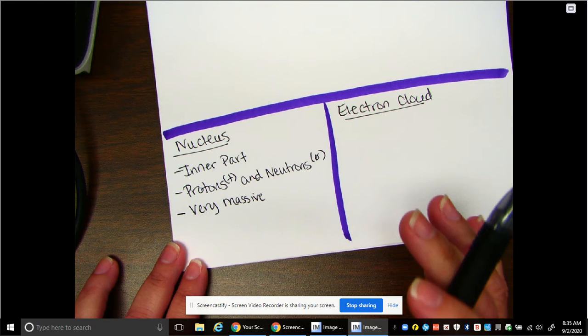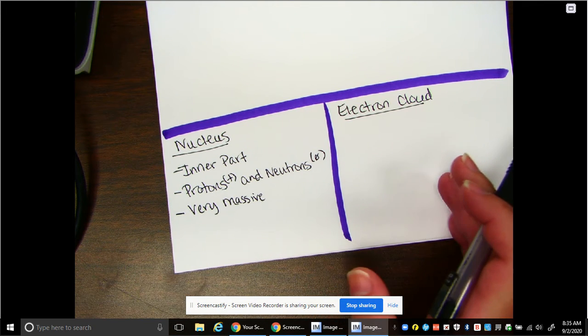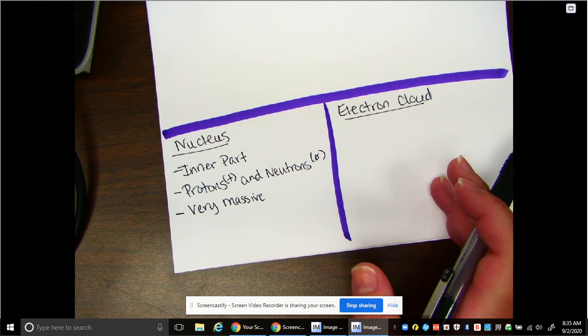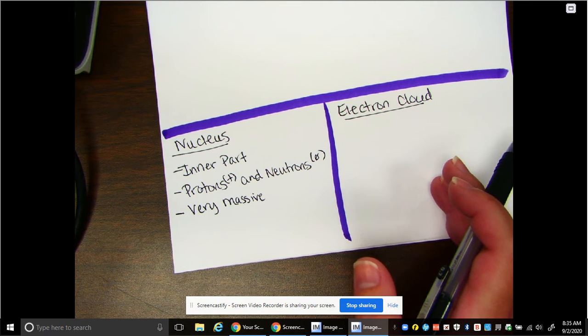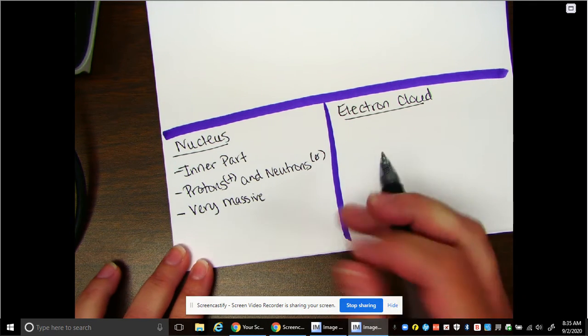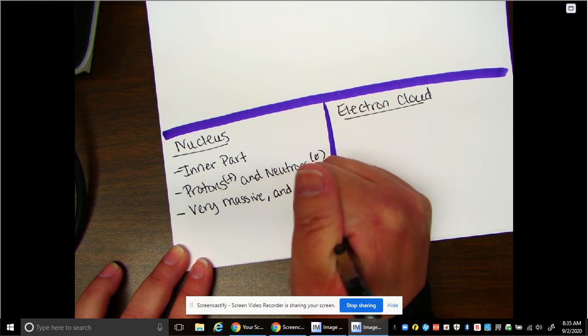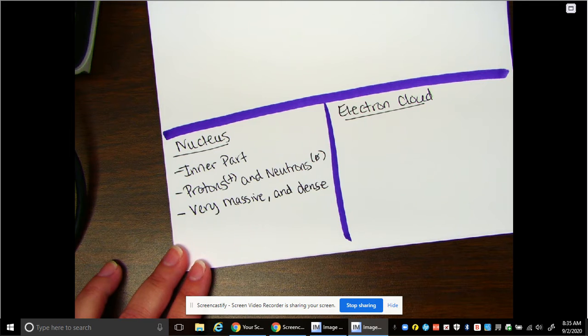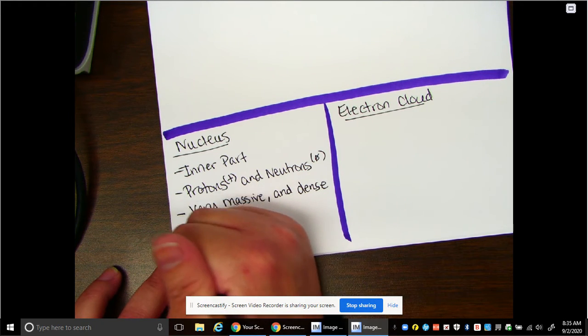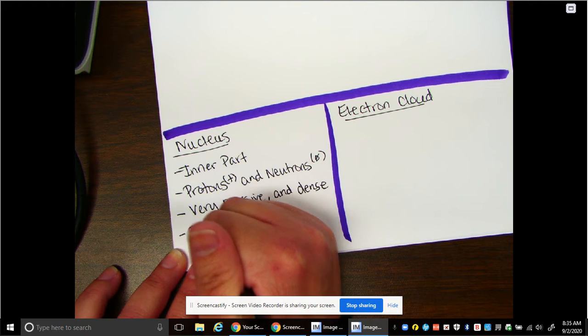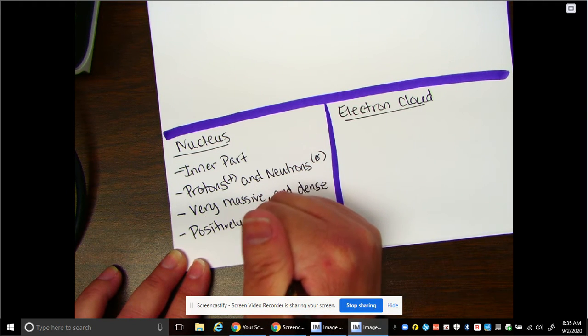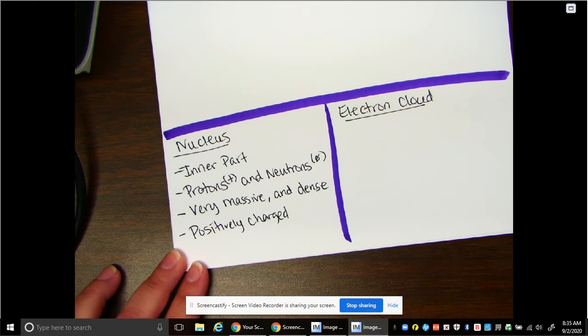It's all in the center of the atom. It's giving you a lot of density. It's very, very dense because of our protons and neutrons. It's very massive and dense. And overall, it has a positive charge because it has the protons in it. Positively charged, okay? Very massive, positively charged, protons and neutrons, okay, in the nucleus.